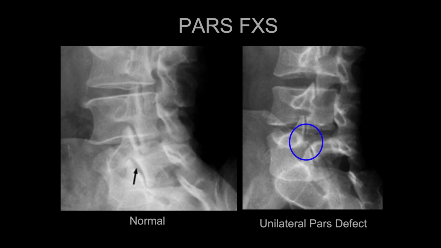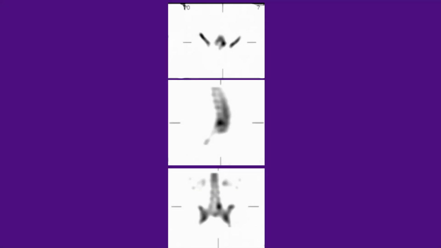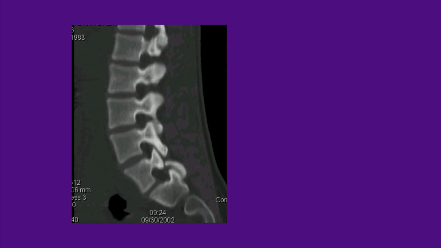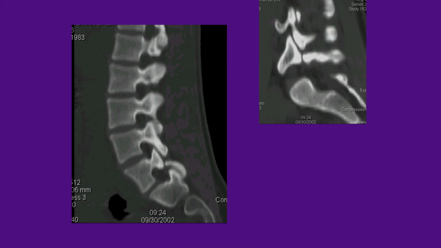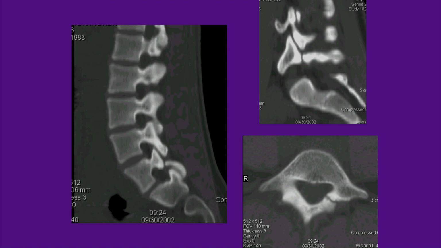Before we leave the topic of trauma, I want to touch quickly on pars fractures or pars defects, which is felt to be a stress injury, perhaps due to repetitive trauma, particularly in young athletic patients. We can see it on plain radiography as disruption of the neck of the classic Scotty dog on oblique radiographs. We can also pick it up with nuclear medicine imaging, where you'll see a hot spot in the affected posterior elements. And it's very well delineated on CT, where we can very clearly see the disruption of the pars.